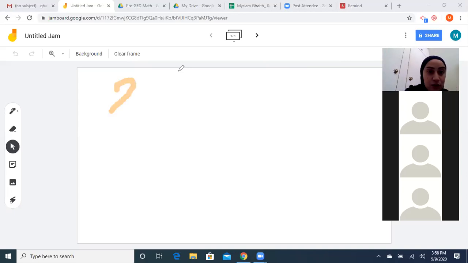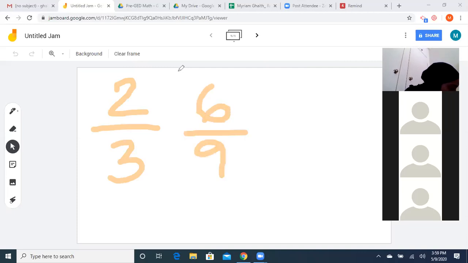Okay, it says 2/3 and 6/9. I don't remember the number. Let's look at this one anyway. Okay, let's look at another. This one is easy. We'll do it anyway.